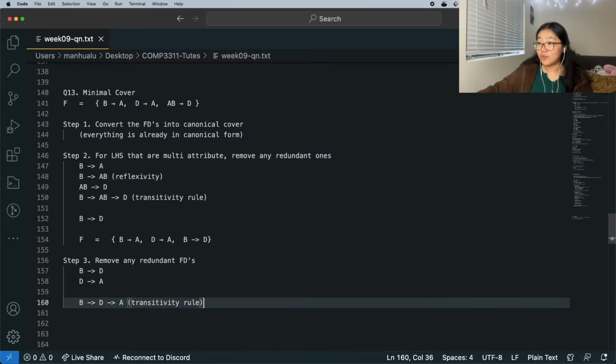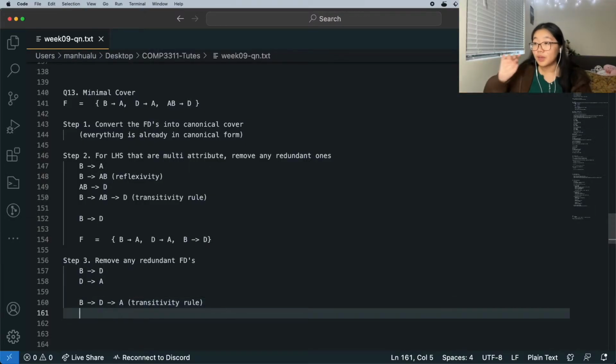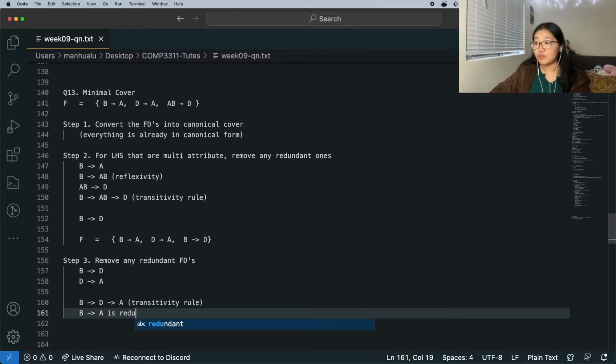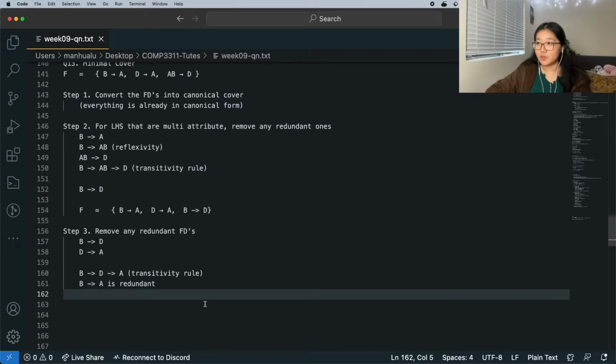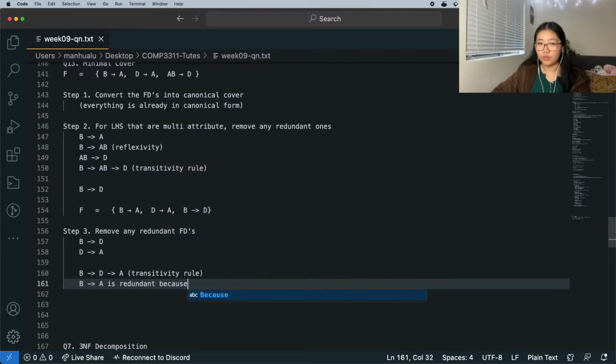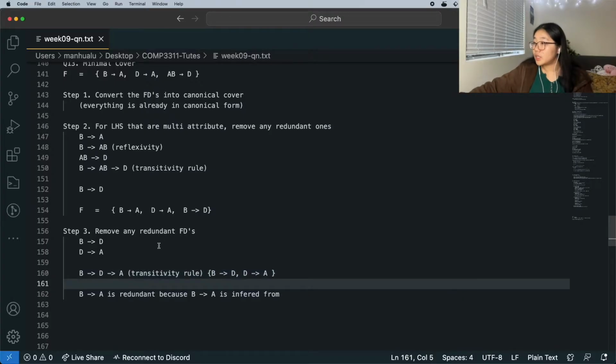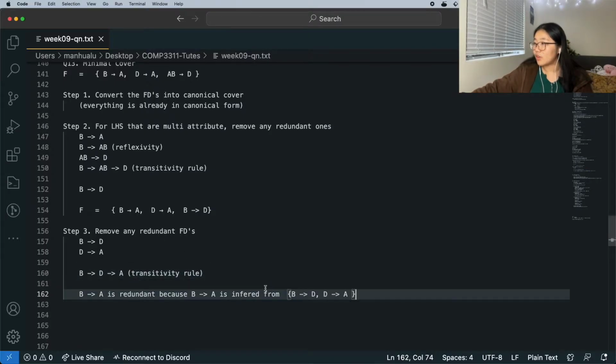But yeah, so you can tell from this that B gives you D, D gives you A. So straight up, you can just infer from that B gives you A. So this is actually redundant, right? And therefore, because it's redundant, B gives us A is inferred from these two, right? From these two.